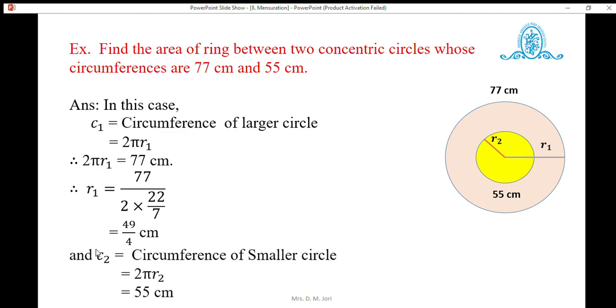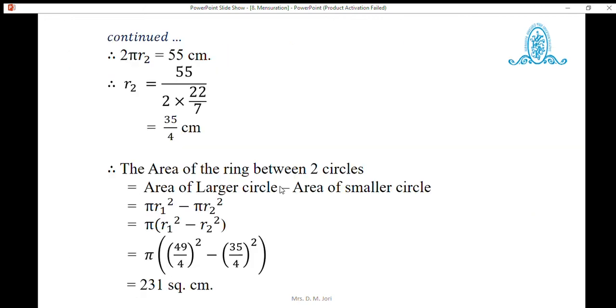Similarly, C2 is the circumference of the smaller circle. C2 is again given, it is 55. Simplify that equation again for R2. R2 will be equal to 35 by 4. Okay, we'll need R1 and R2 because we have to find out the areas of both the circles.